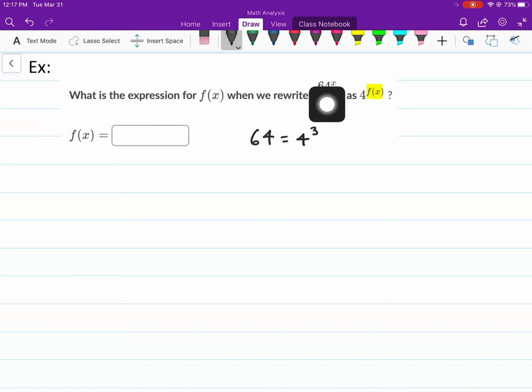Now, what we have here instead, though, is 64 to the x. So think about this. 64 to the x would be 4 to the third to the x. In other words, 4 to the 3x. So let's go ahead and replace that. So we'll have 4 to the 3x over 4 to the 5x minus 1.